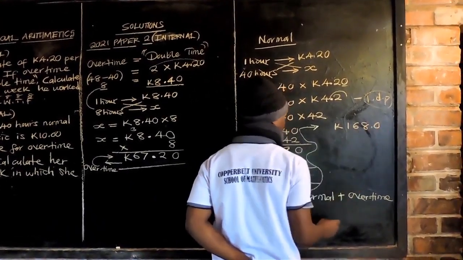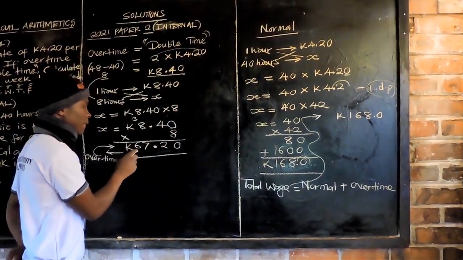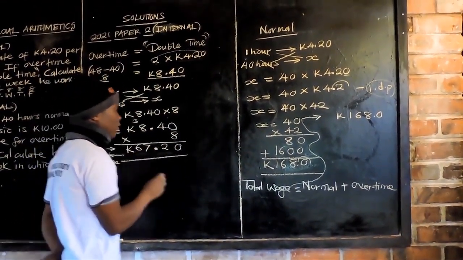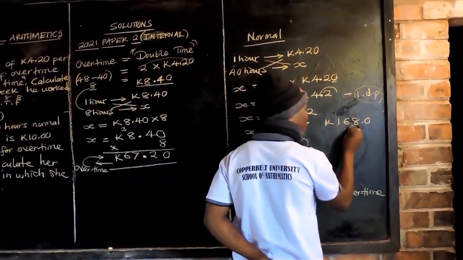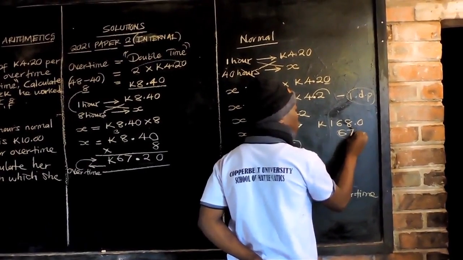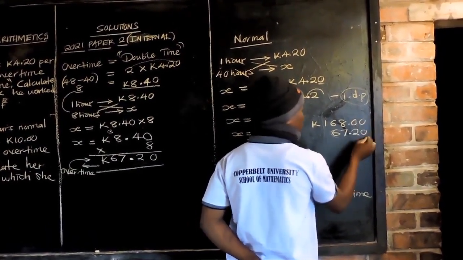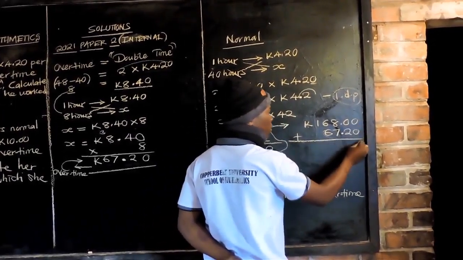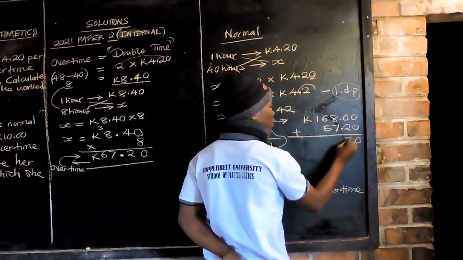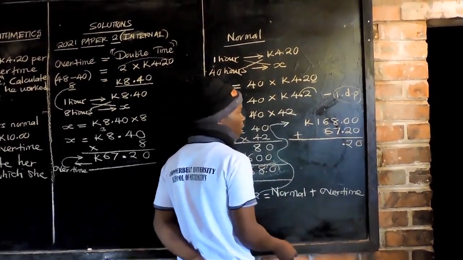Then what is overtime, guys? Is it 67 point what? 0.20, right? Okay, then you can add: 0 plus 0, this plus this. Then what is A? 7 plus 8.